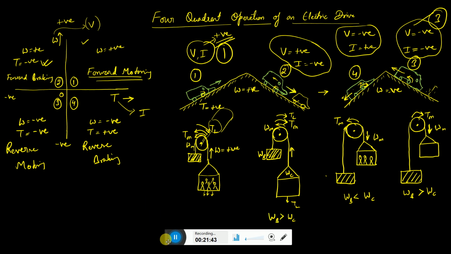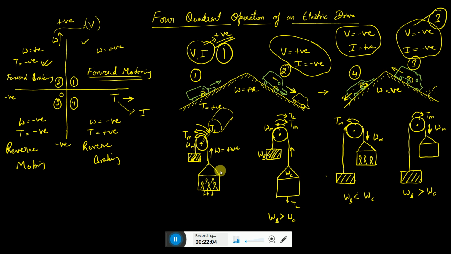So like that, we can explain the 4 quadrant operation by a wheel, uphill and downhill, and also by a loaded and empty cage in a lift. And remember that the balancing weight is heavier than the empty cage.